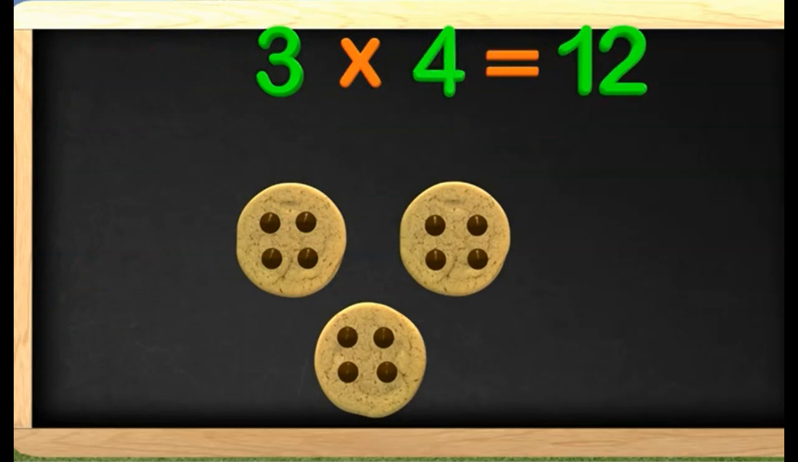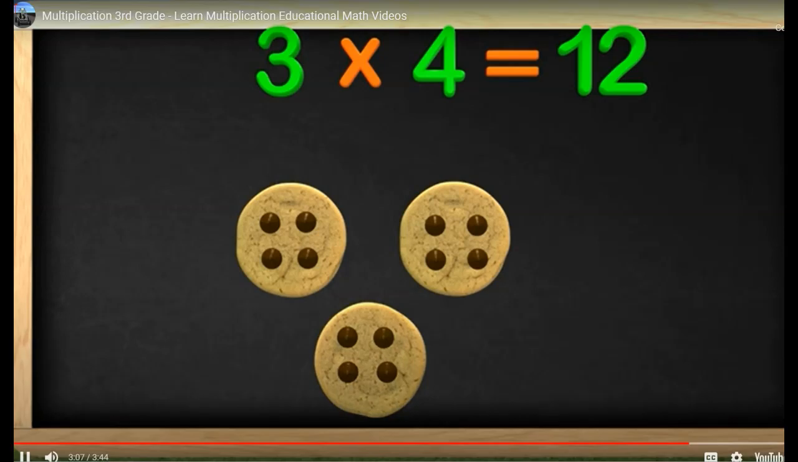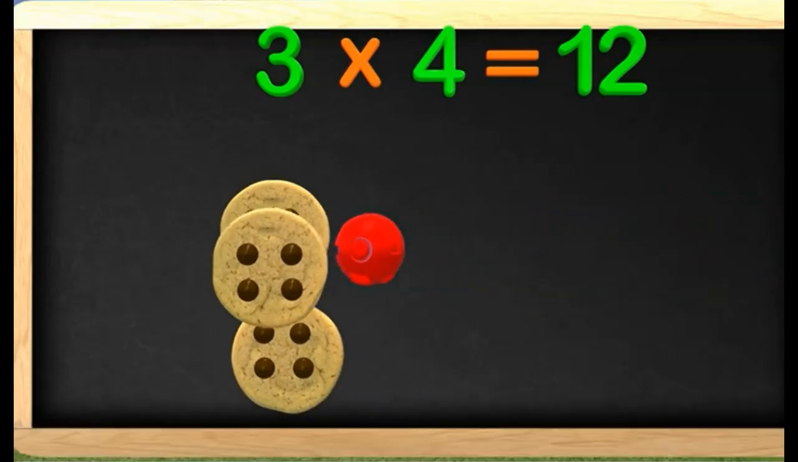The answer is 12. Great job, kids. 3 multiplied by 4 is 12. And we not only know the answer, but we know how multiplication works. I hope you learned a lot like I did. Visit me next time to learn more about math. Now let's eat these cookies.